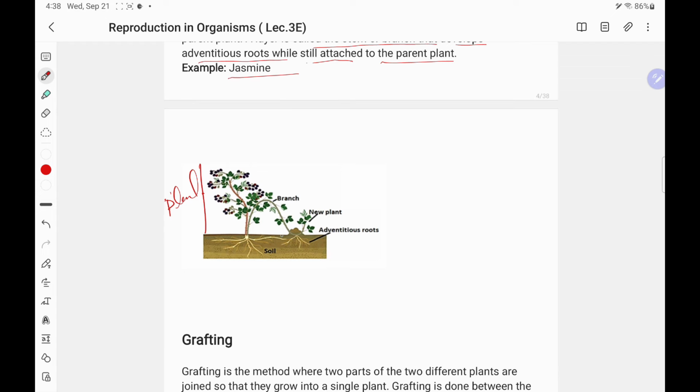The soft branch is put into the soil, pressed and covered with soil. After some days, under the covered soil, the plant grows adventitious roots, and then it is cut off, and the rooted part grows into a new plant.